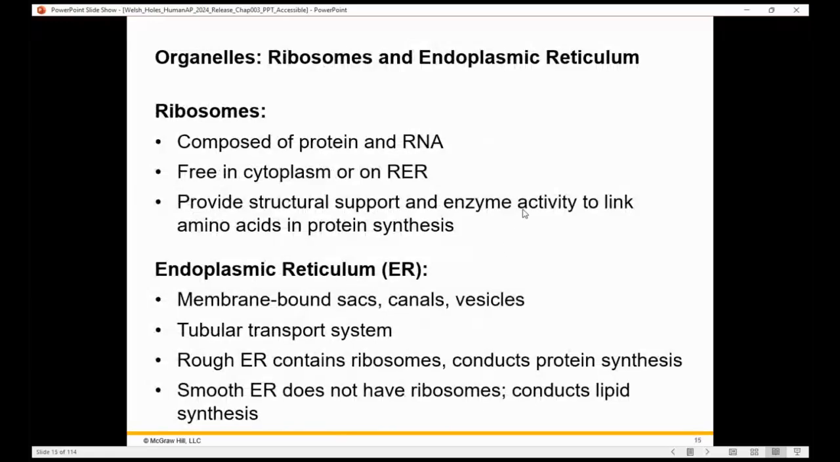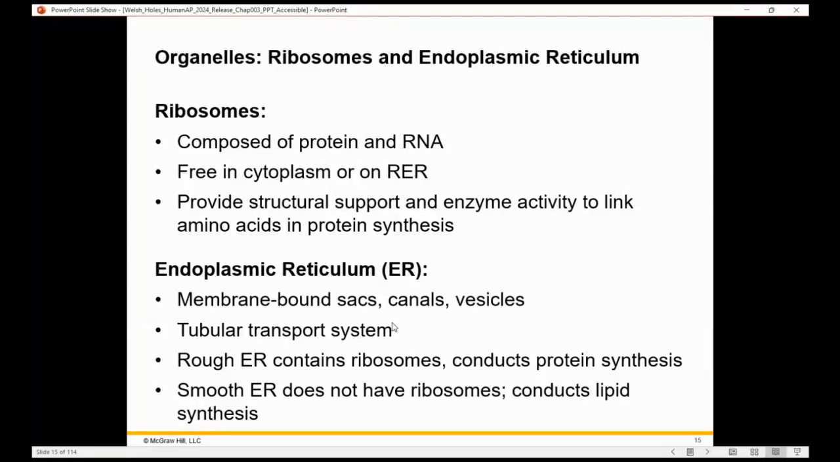Okay, ribosomes. They're composed of protein and RNA. They can be free in the cytoplasm, or they're found attached to endoplasmic reticulum. Then we call it rough endoplasmic reticulum, or RER. The ribosomes provide structural support and enzyme activity to link amino acids in protein synthesis.